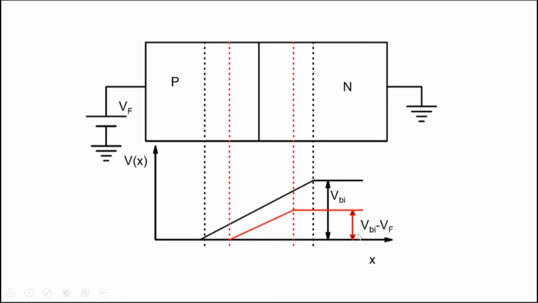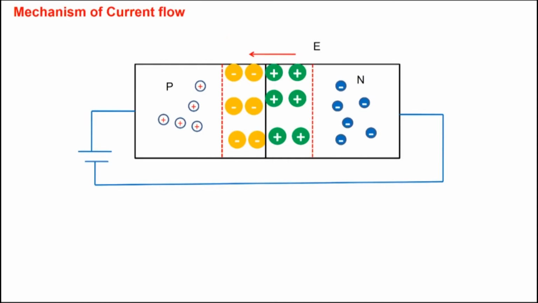So that's the picture that we have. That's why we are saying the application of forward bias reduces the barrier. The barrier of VBI to movement of holes from P to N side now becomes VBI minus VF. It becomes a lesser barrier. So that's why holes are able to cross over to the N side. And the same thing happens to electrons.